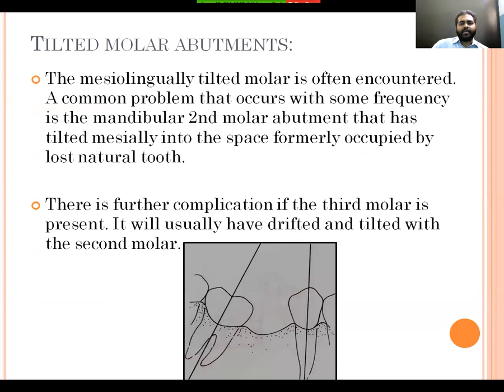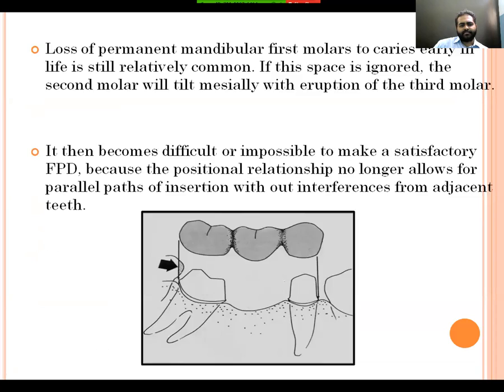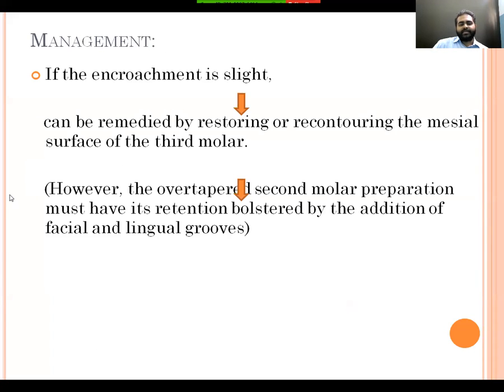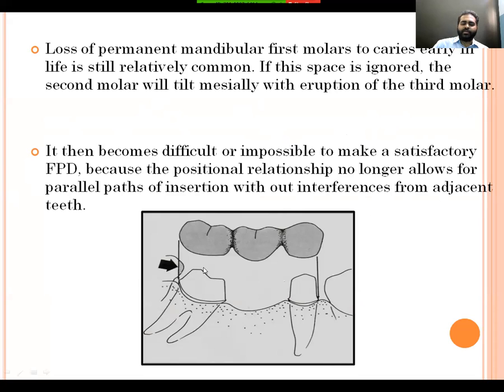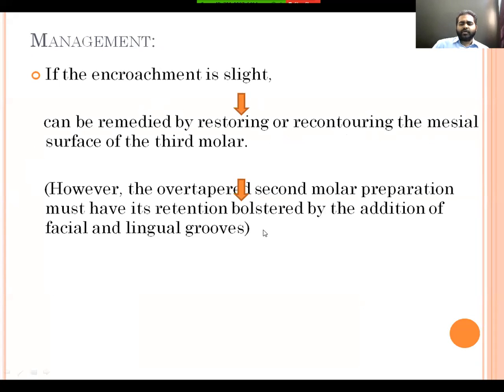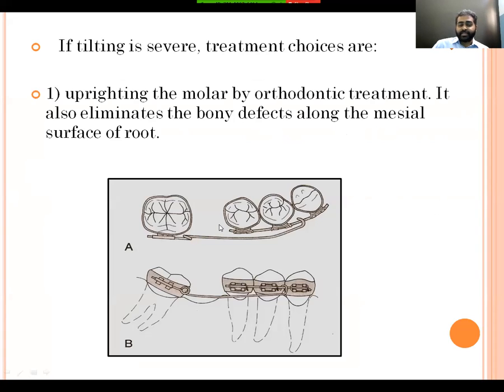Now we go for the tilted abutments. When we have a tilted abutment, we tend to correct it with the help of various methods. You can encroach slightly if it can be done with recontouring of the third molar. So we can recontour it properly, as you can see in this diagram. If it is not possible, then we can go for orthodontic treatment. We can upright the molar with the help of orthodontic movement.